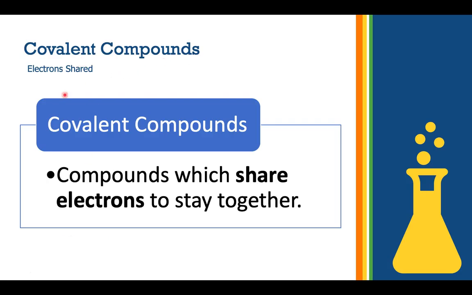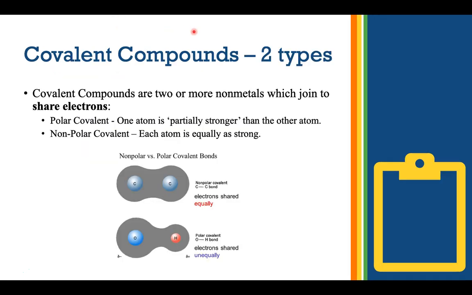So covalent compounds are when electrons are shared between two atoms. Okay, so covalent compounds share electrons to stay together. All covalent compounds are still technically atoms, but they're stuck together. Covalent compounds exist in two types. Covalent compounds are two or more nonmetals which join together to share electrons. They can also be a nonmetal plus a metalloid, but we will look more at this in the next lecture portion. This will be the next video.